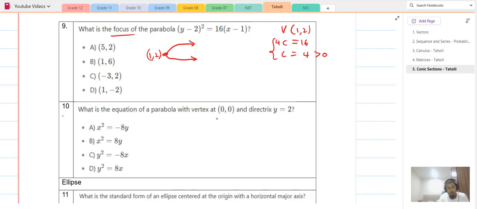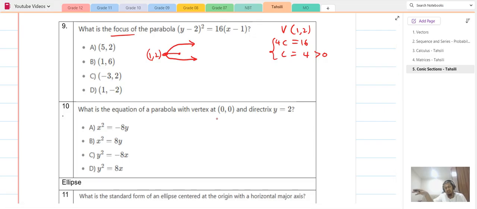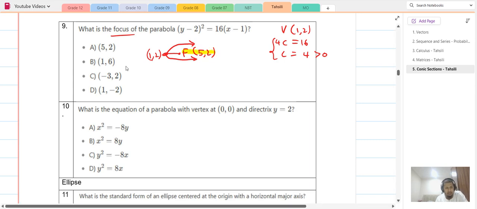Now to find the focus, we're going to add 4 to the x value, because you're moving to the right. Only if you move up and down do we change the y value. So the focus is basically 1 plus 4, 5, and 2. So that's my answer, (5, 2). I hope you guys are understanding.